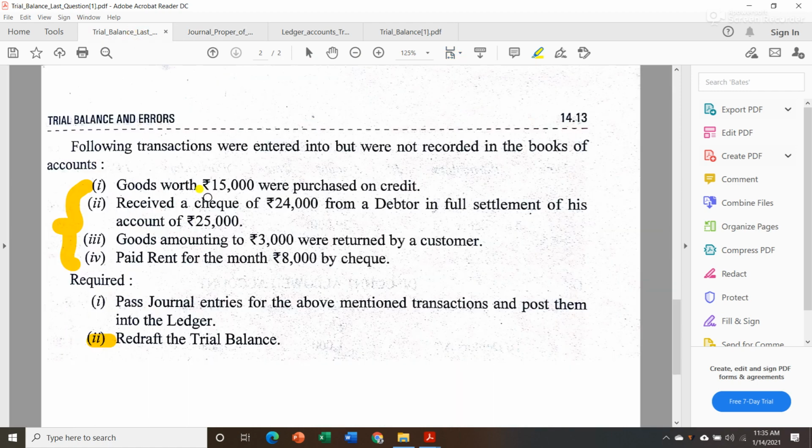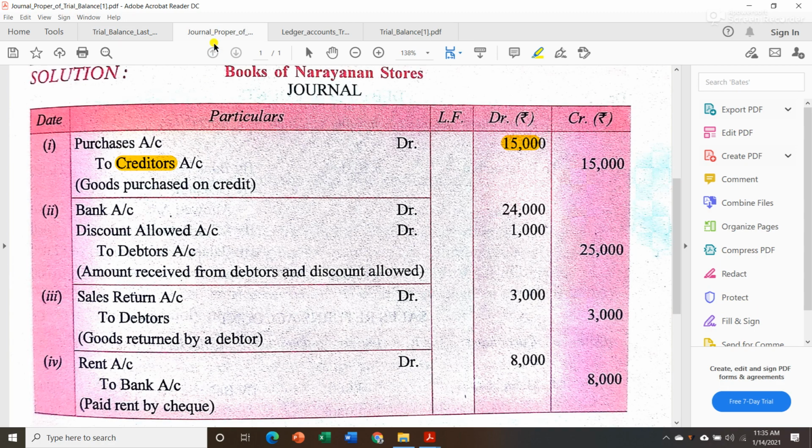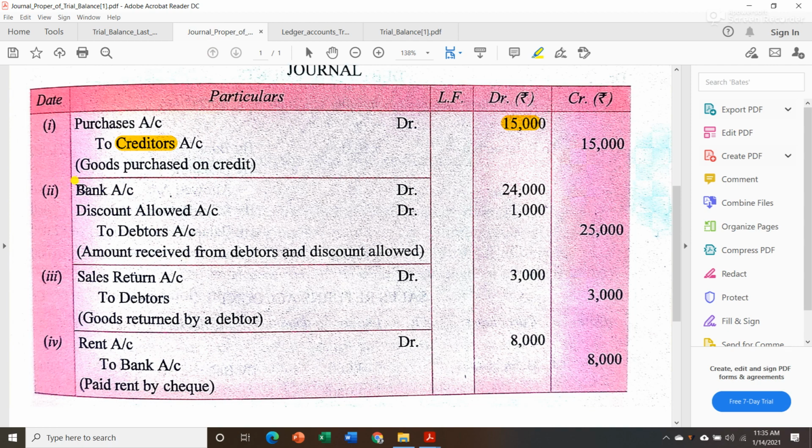Then the next transaction: we have received a check of 24,000 from a debtor in full settlement of his account. He was supposed to pay us 25,000 but we received only 24,000. That means the remaining 1,000 is discount allowed. Since we received a check, money will come into our bank account, so we debit bank account, discount allowed account debit to debtors. The person who gave us money is our debtor, so his account got credited.